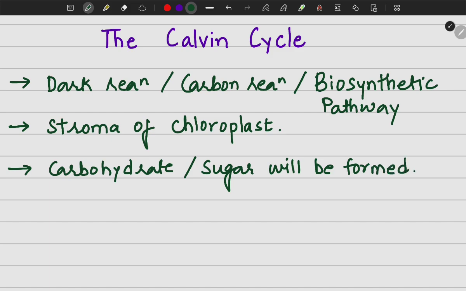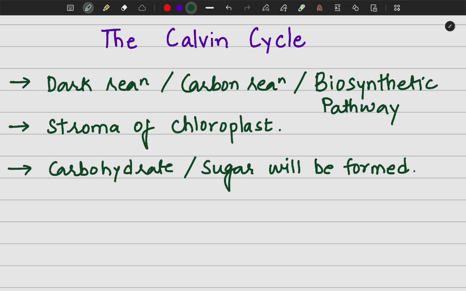How this carbohydrate or sugar will be formed in the dark reaction in the stroma will be clear when we learn about a special cycle called the Kelvin cycle. The Kelvin cycle explains how the carbon dioxide which is absorbed from the atmosphere, which enters inside the leaves of the plant, is fixed. It is reduced, and after its reduction forms the carbohydrate or the sugar in the dark reaction. So we will study the Kelvin cycle.